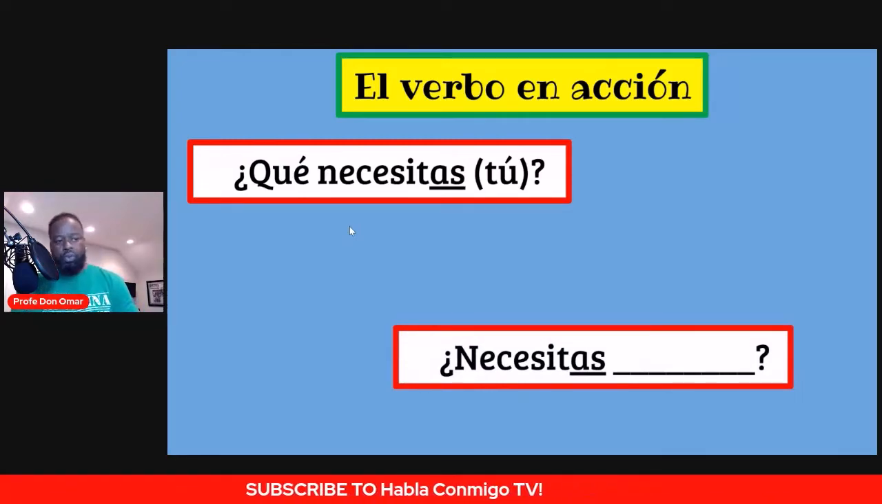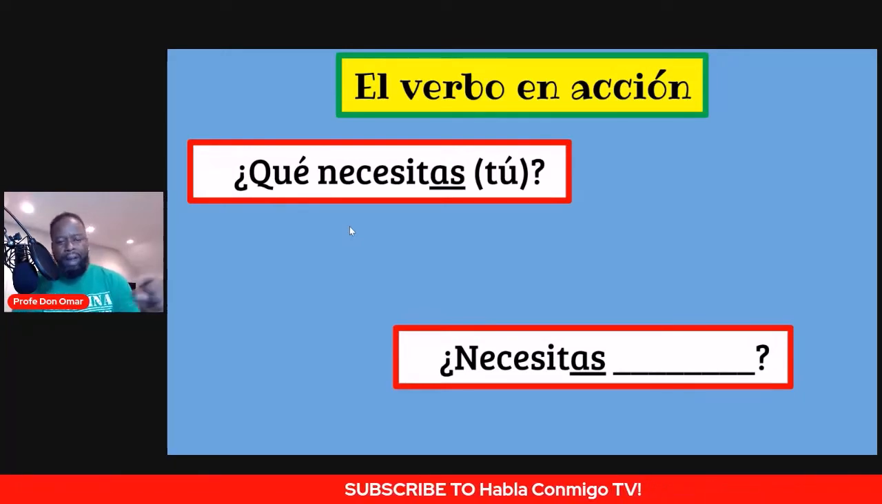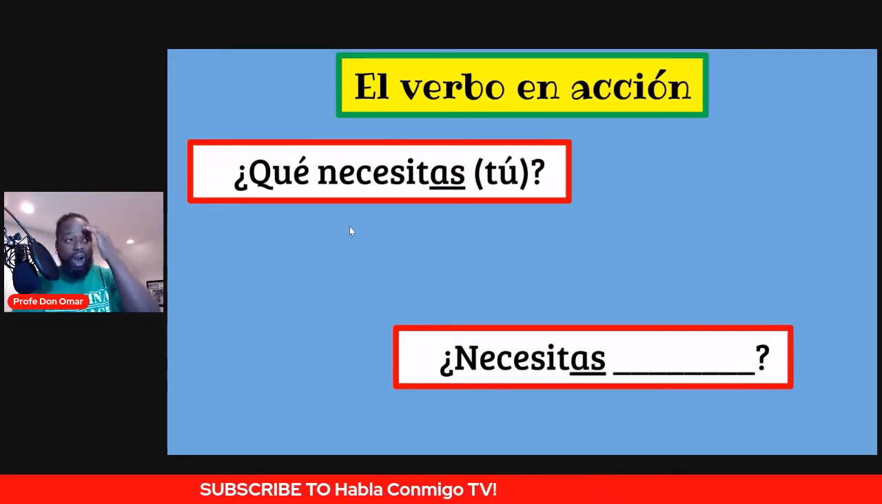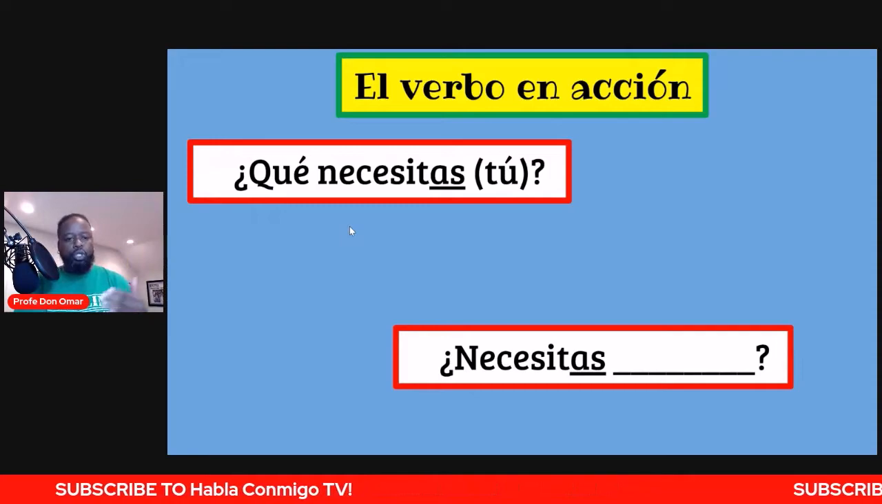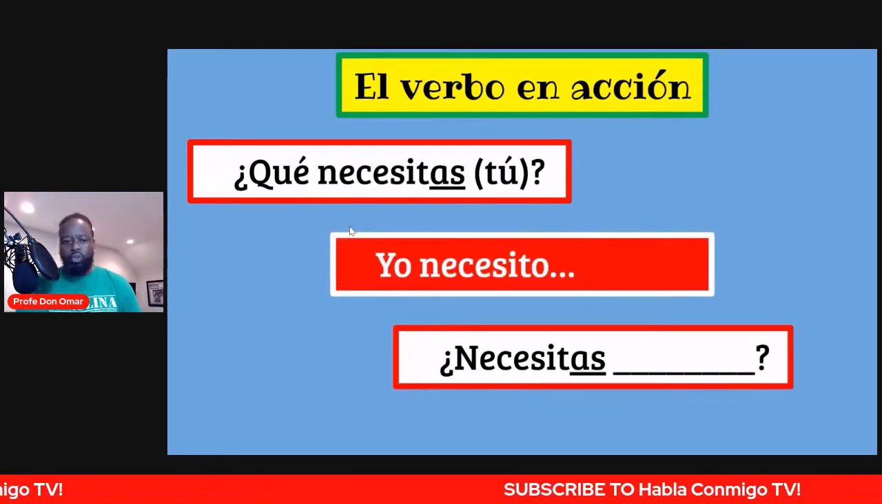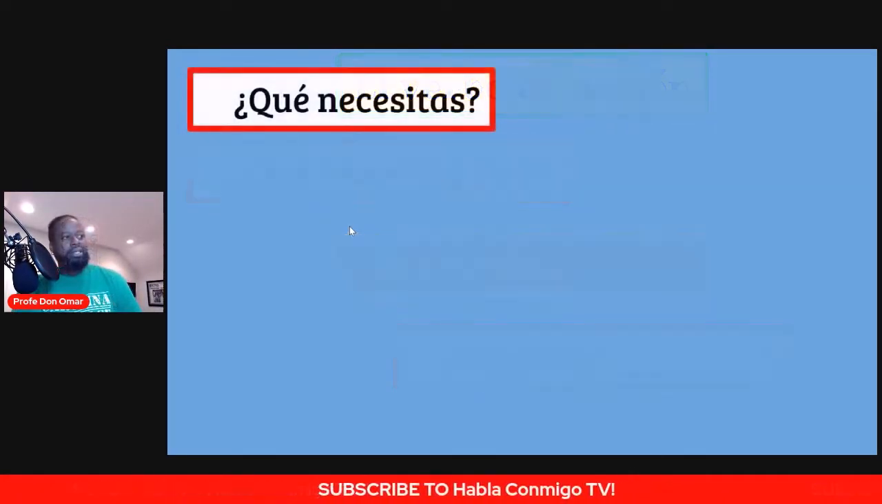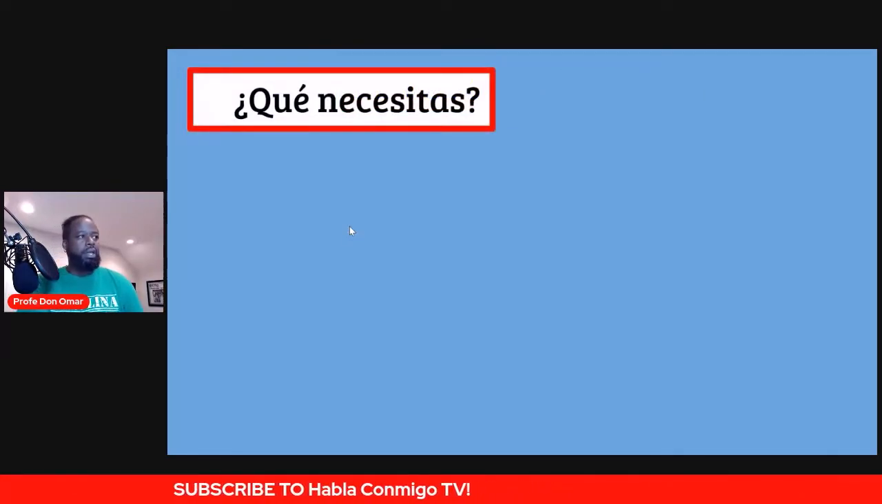We're going to fill it in with whatever object. Necesitas blank. Cool thing about this is that our answer is actually going to be the same for both. Yo necesito. O podemos decir necesito. Okay? ¿Qué necesitas? Right? ¿Qué necesitas?